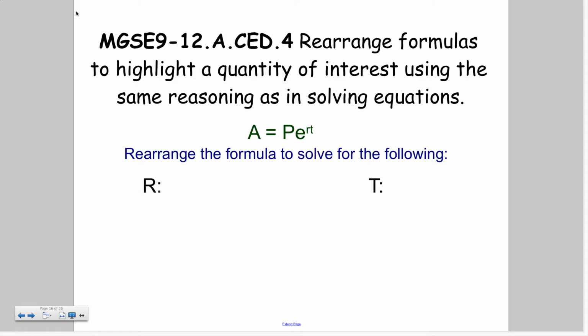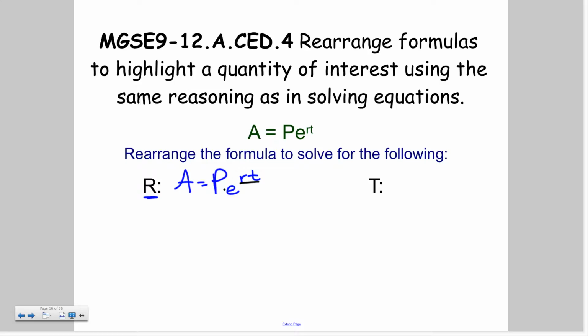Okay? So we have A is equal to P e to the RT. We're going to rearrange the formula to solve for R first. All right? So we have A is equal to P e to the RT. And if you need to know what page number, this is 8. The first thing we're going to do is we know that P and E are being multiplied together, and E is raised to the RT.